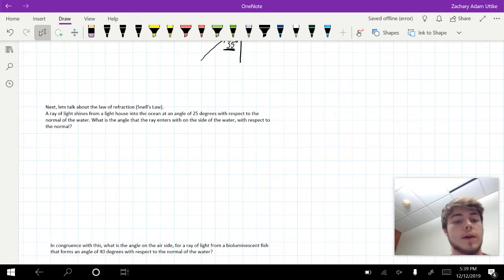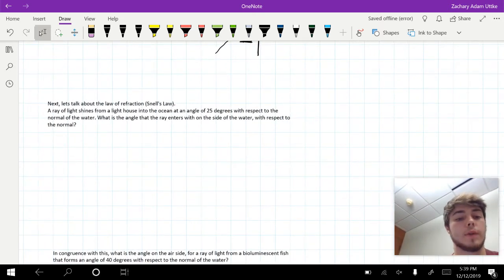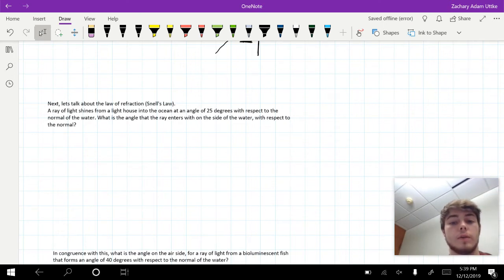Let's next look at refraction and how it relates to Snell's law. A ray of light shines from a lighthouse into the ocean at an angle of 25 degrees with respect to the normal of the water. So let's draw this up.